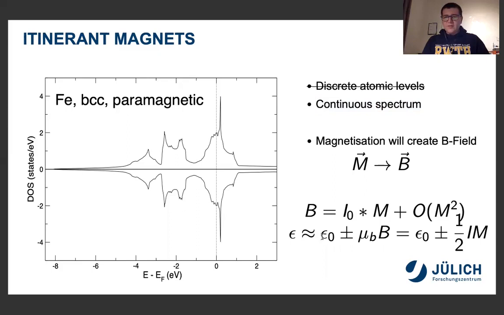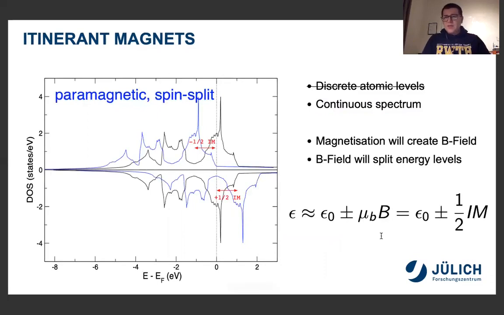You will have some basic energy state E0, and you will have an up and a downshift depending on the sign of your magnetization. Considering that, you will end up with some type of spin split. This spin split is very well known under the name of the Zeeman term. So you will have some spin state where you have a higher density of states and another where you have a lower density of states. In total, you will have more states in one spin state than in the other.